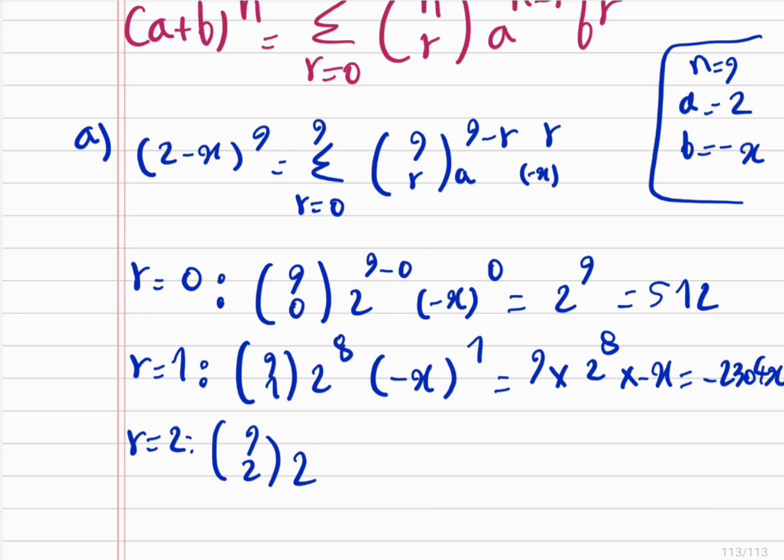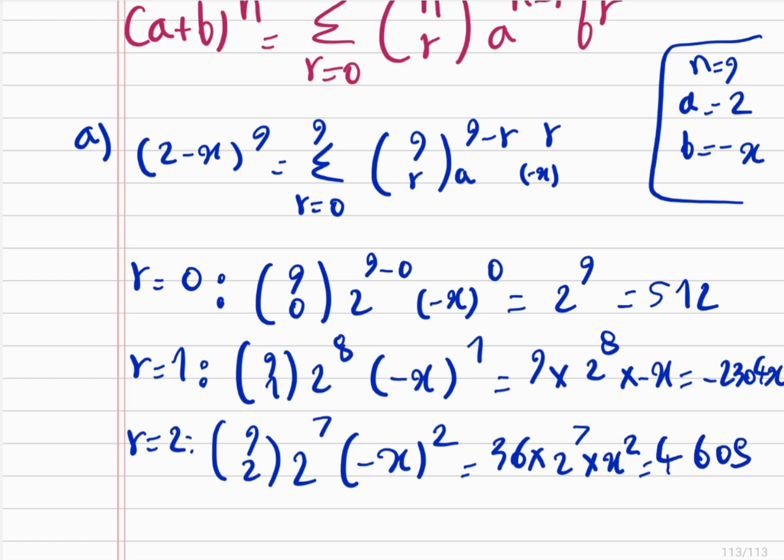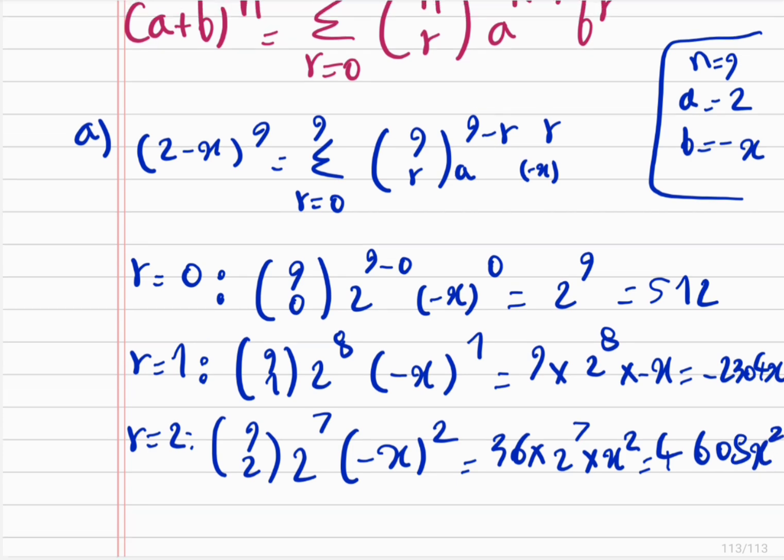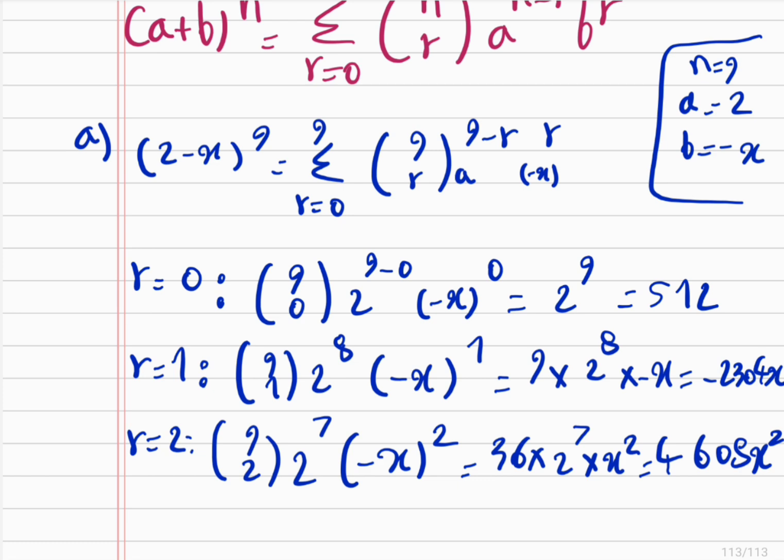And finally, the last term, because remember we want the first three terms, so we have 9 choose 2, then 2 to the power of 9 minus 2, which is 7, and then minus x to the power of r, where r in this case is 2. 9 choose 2 is equal to 36, so then times 2 to the power of 7 times minus x squared, which is just x squared. This term is equal to 4608x squared.